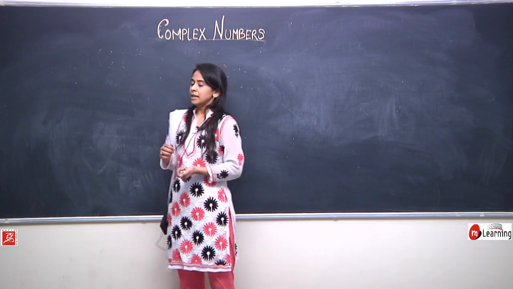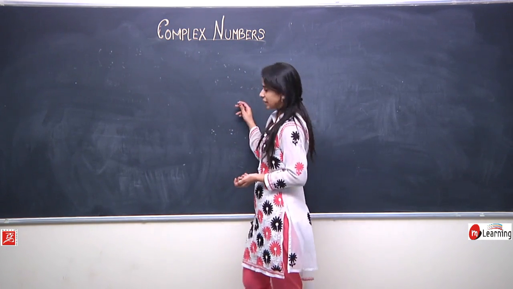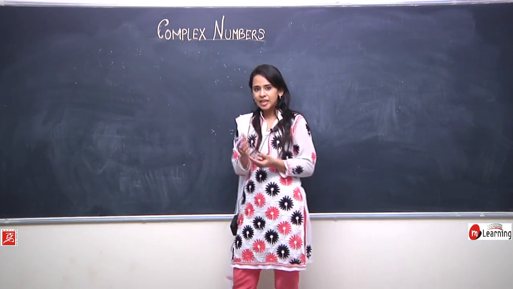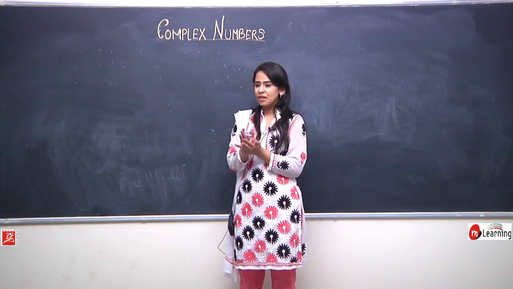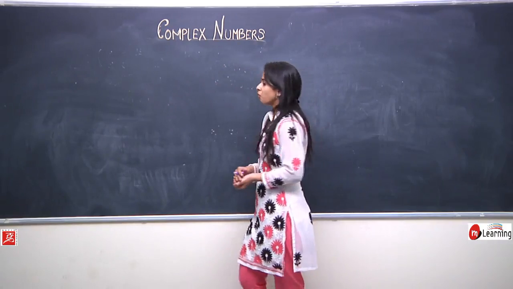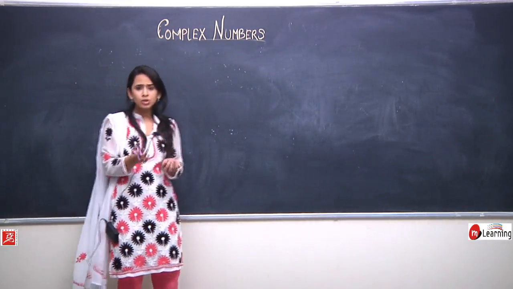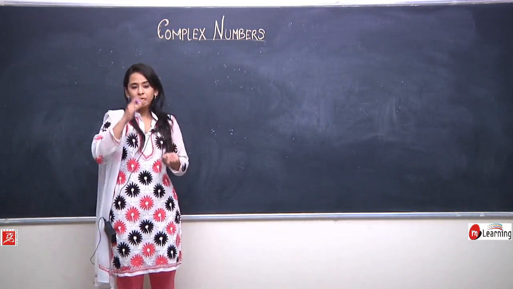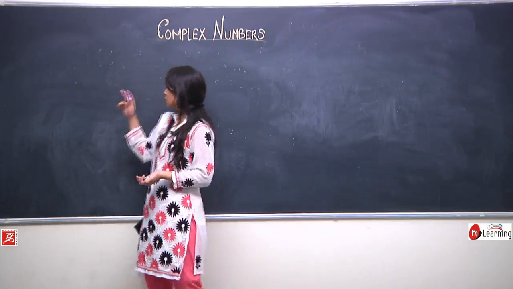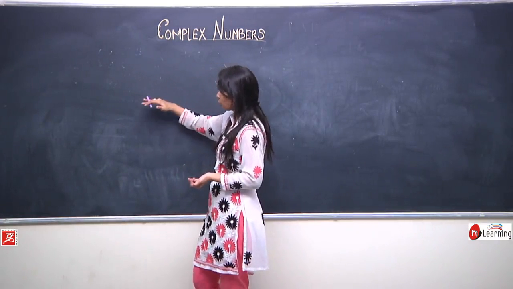So let us continue from where we left off yesterday. What we found yesterday was that the integer number system was not sufficient to explain all the problems in the real world. We found that this integer number system was not closed under division. That is, the quotient of two integers was not an integer.